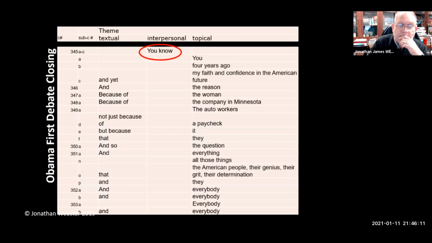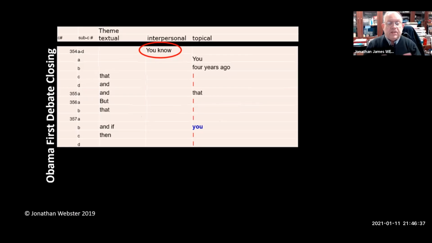Now, if I take a look at the first debate and I just list them out here, what were the ideational, the topical themes? You can see the reason, the woman, the company, the auto workers, a paycheck, it, they, the question. It's quite diverse. It doesn't really cohere because there are so many different topics mentioned here. Not until he gets to the real end of the closing statement, then it's I.